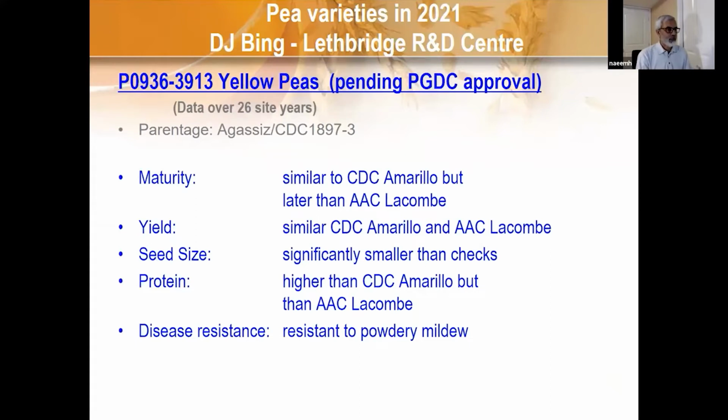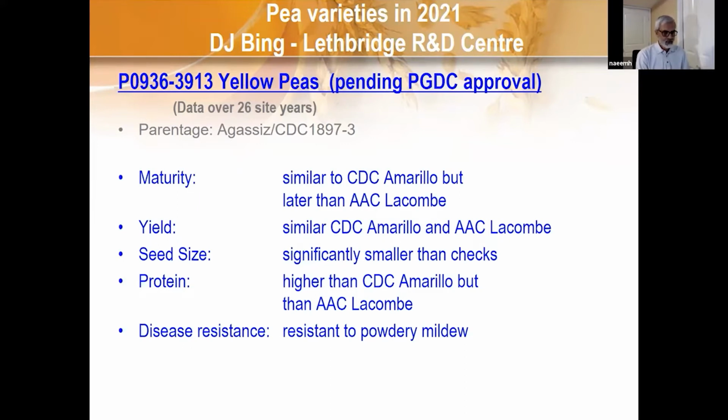P0936 3913 yellow peas line will be presented at a PGDC meeting this year for approval. This line is similar in terms of maturity to CDC Amarillo, but later than AAC Lacombe. Its yield is similar to the checks.